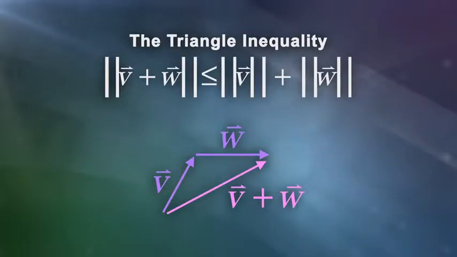What about the length of a sum of vectors? In general, it's not the sum of their lengths because the vectors may not be pointing in the same direction. But by drawing the triangle formed by v and w and v plus w, we can see that the length of v plus w must be less than or equal to the sum of the lengths of v and of w. And this inequality has a special name. It's called the triangle inequality.